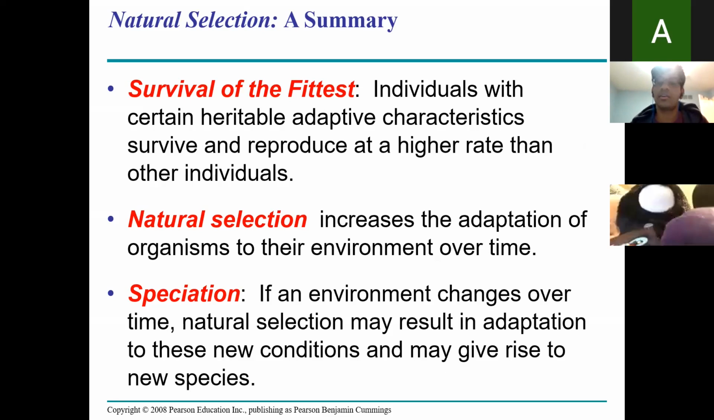It's thrown around a lot. I don't think it's the greatest phrase, but it's a very general term for evolution: individuals with certain heritable adaptive characteristics survive and reproduce at higher rates than others. Natural selection is a mechanism that increases the adaptation of organisms to the environment over time, and speciation. If an environment changes over time, natural selection may result in adaptation to these new conditions and may give rise to new species. So speciation is something we'll cover more in depth a little later.